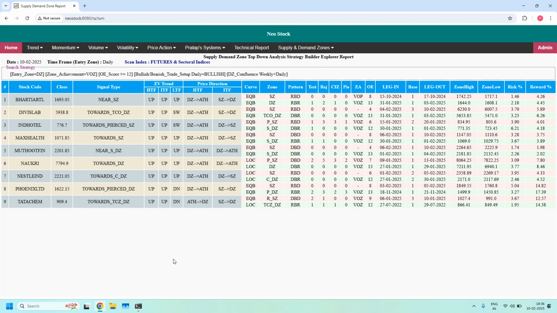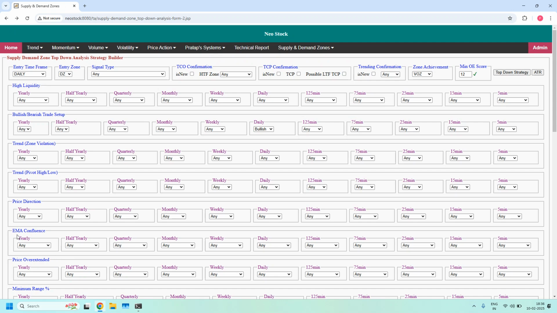Because the trend is up, now we can look for weekly demand zone is having weekly EMA confluence or not. If they are having, those zones could be even more high probability trade setup supported stocks. Let us verify. So in the EMA confluence at weekly time frame, why weekly?